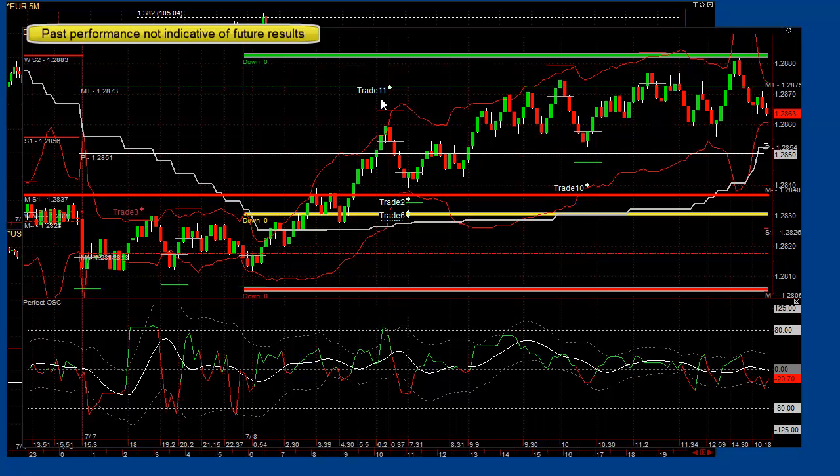We have a sell signal here that worked, a buy signal here that worked, a buy signal here that worked, and if there are no high probability trades, we don't show them. And you can see another sell signal here Sunday night that also pulled back about 15 pips or so.